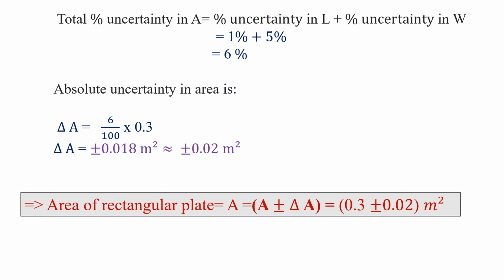the area of rectangular plate is A is equal to 0.3 plus minus 0.02 meter square. Here 0.3 is measured value in area and plus minus 0.02 is absolute uncertainty in area.